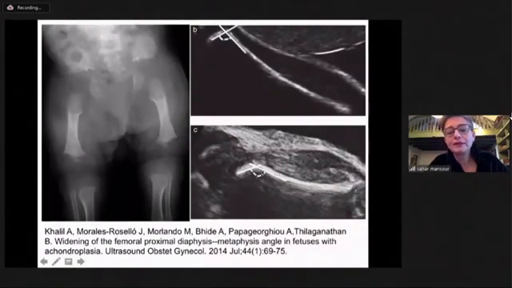This test has been developed in a number of places, but published by our group at St. George's, with the widening of the femoral proximal diaphysis metaphysis angle. It has proved to be really, really helpful to us, particularly because this is not detected till the third trimester. So measuring this angle gives us a good clue.